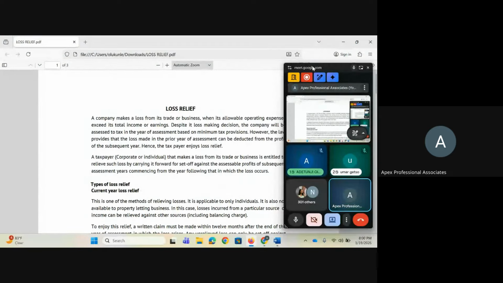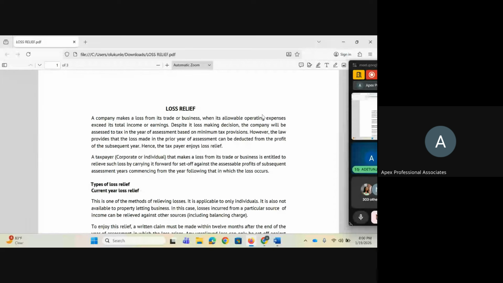So let's review. In reality, when a business makes a loss in any year, the company will still be expected to pay tax in that year. You pay tax under what is called the minimum tax provision. So the tax authority is of the opinion that since you pay tax in that year, in the subsequent years that you make profit, you should reduce your profits by your losses.